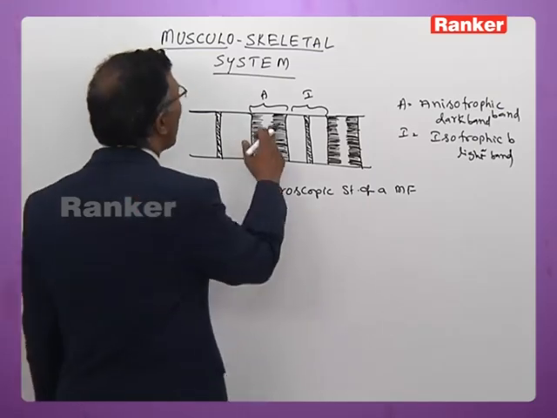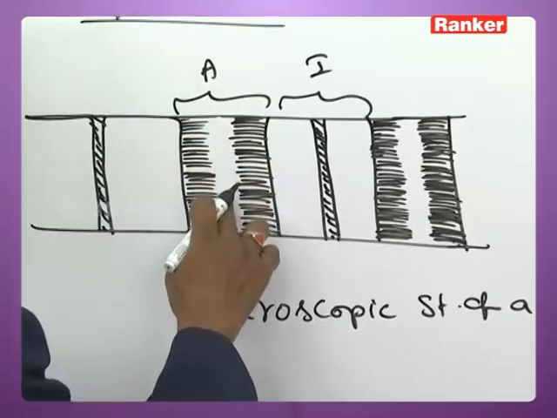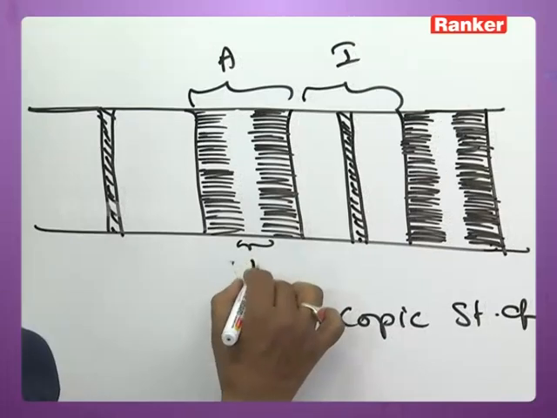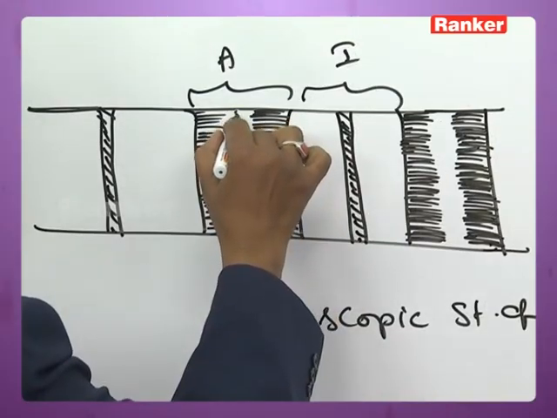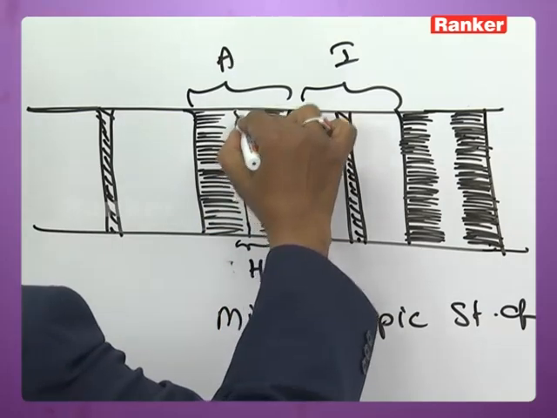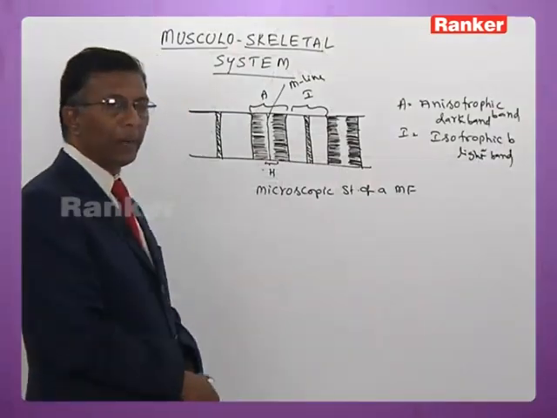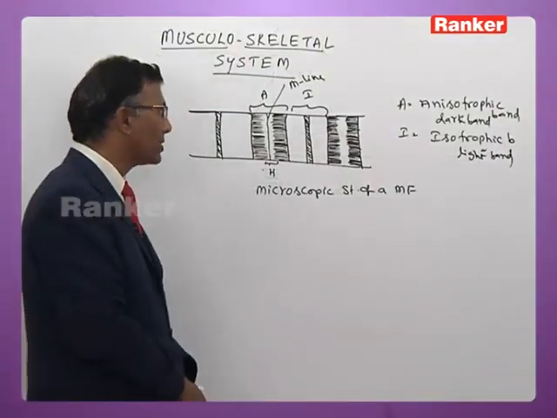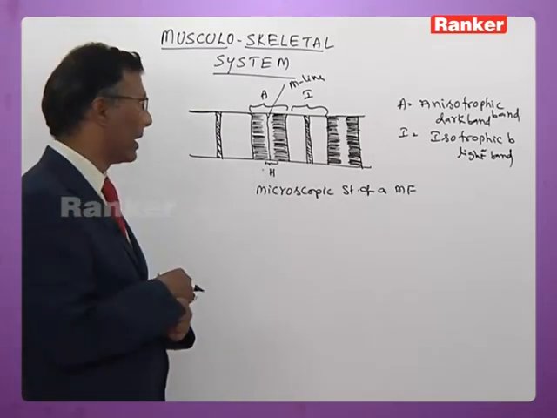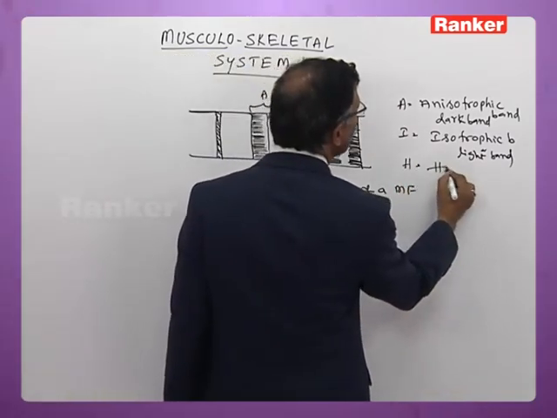Now if you look at the A band, is the entire A band dark? It is not dark. It has a light zone in the middle. The middle light zone of the A band is called the H zone. Within the H zone, a thin feeble line passes through, called the M line. So I repeat once again: the middle light zone of the A band is called H, and within the H, the feeble line that traverses is called the M line. Now what does H stand for? H stands for Hensen's disk.